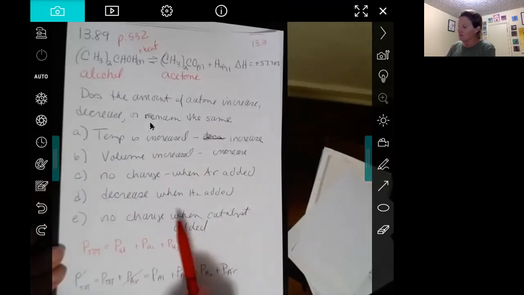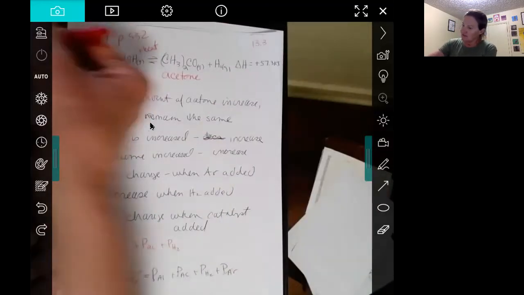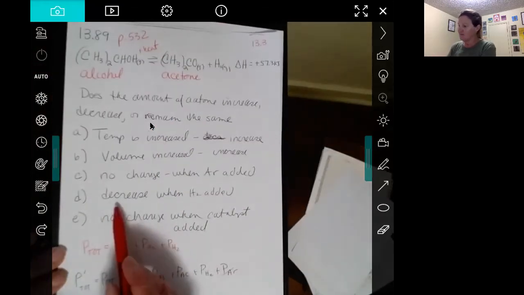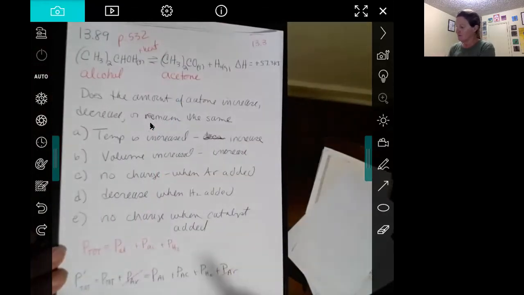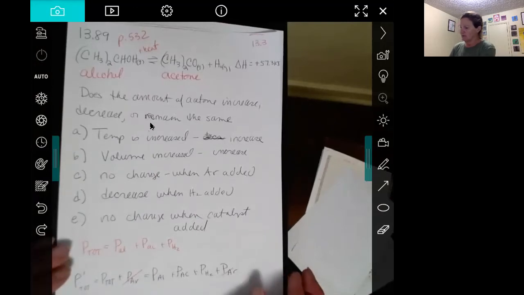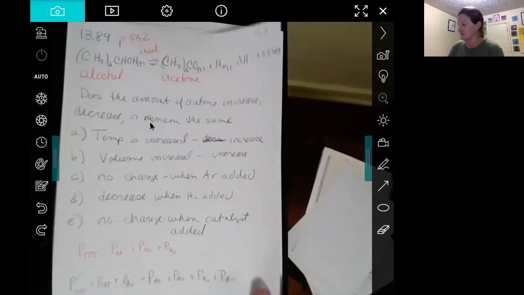D asks you what happens when you add hydrogen. So if you add hydrogen, Le Chatelier's principle says it's going to want to go to the left to alleviate that stress. And so you'll decrease the acetone. And if you add a catalyst, remember a catalyst changes how fast you reach equilibrium, but it doesn't change where equilibrium is. So you should not change the quantity of acetone in that case.